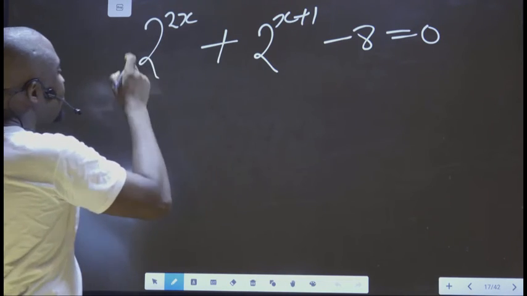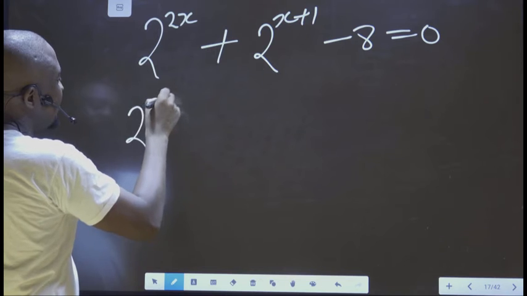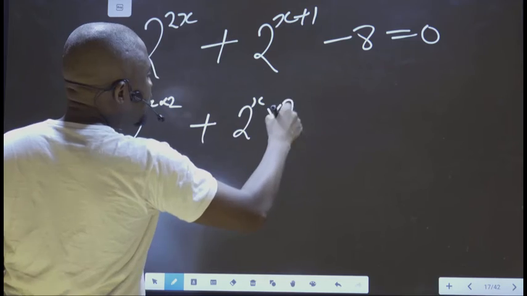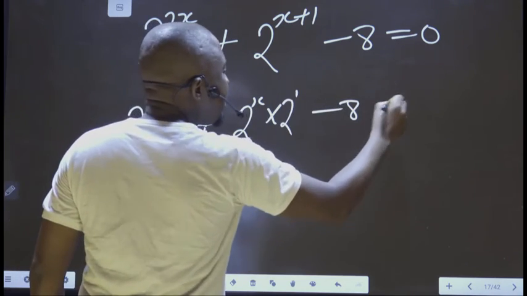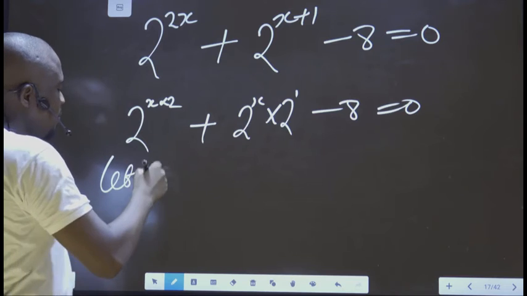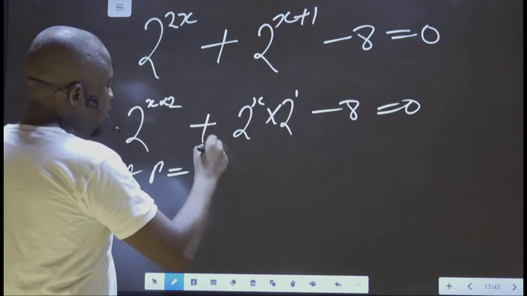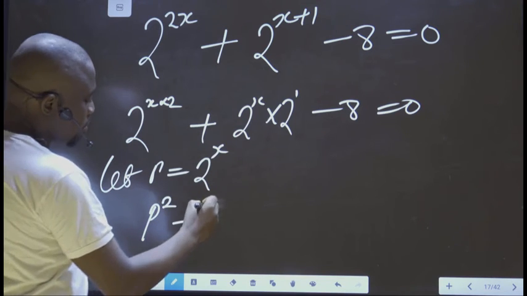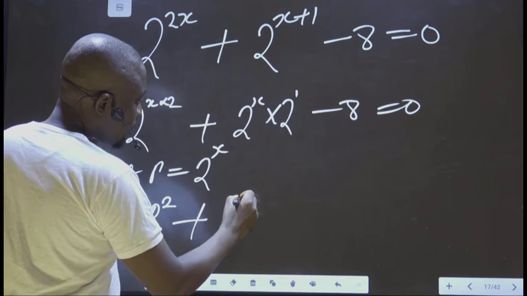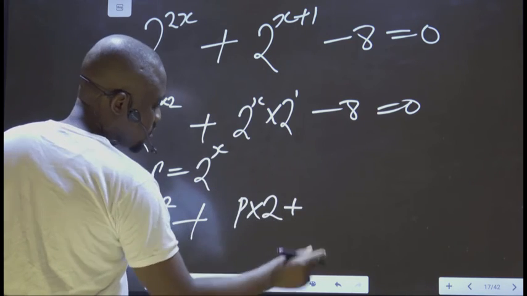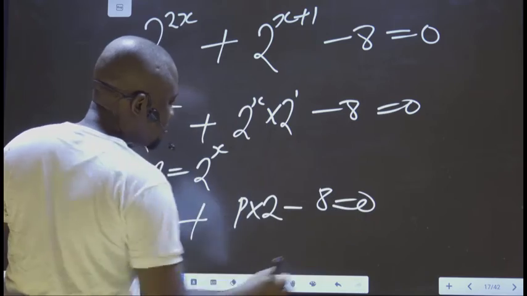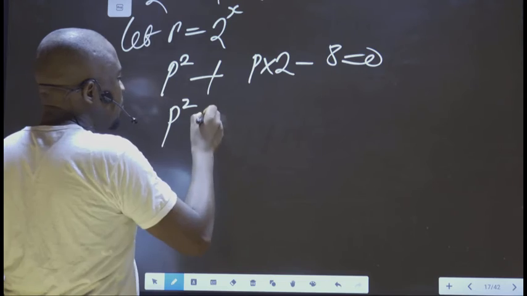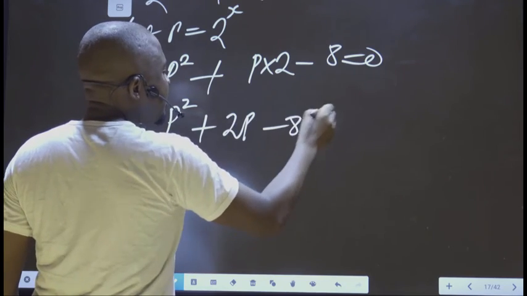What should I do here? I can see something very familiar here. Multiply by 2. This means 2 raised to power x multiplied by 2, minus 8. So let p equal 2 raised to power x. Therefore, here I can say p raised to power 2, here 2, p multiplied by 2 minus 8 equals 0.